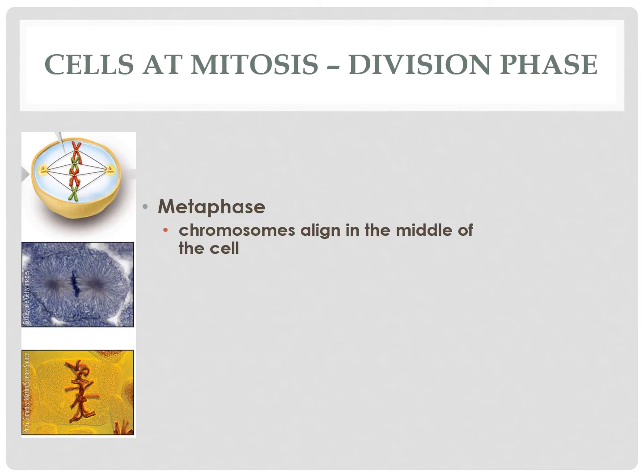Next, we're going into metaphase. This is kind of an easy one to remember if you think of meta like middle. This is where our chromosomes are aligning in the middle of the cell. And if you went back, you'd see we have a nucleus, right? We have a little nuclear membrane surrounding it.